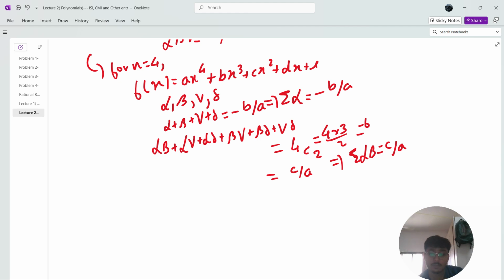Next comes my summation of the products taking 3 at a time. So for my 4 I have to go for my maximum summation to 3 at a time. For my 3 I had to go to 2 at a time. For 2 I had to go to 1 at a time. So basically for nth degree I have to go to the summations of n minus 1 at a time.